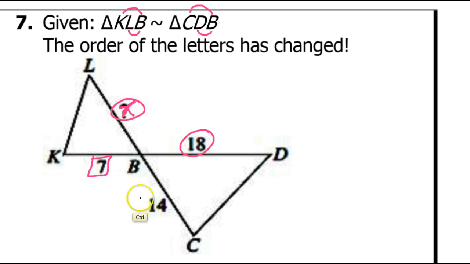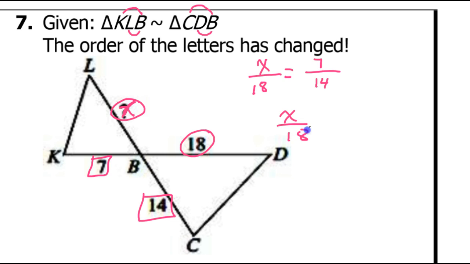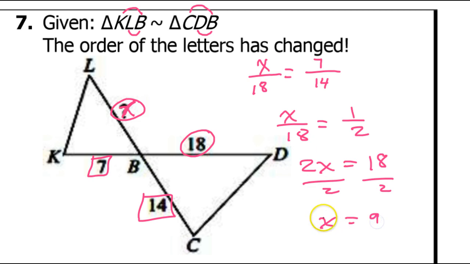So KB and CB. So when I do my proportion, I need to do circle over circle is equal to square over square. So that's X over 18 is equal to 7 over 14. 7 over 14 reduces down to 1/2. So I've got X over 18 is equal to 1/2. If I cross multiply, I will get 2x is equal to 18. And then if I divide by 2, I get x is 9.